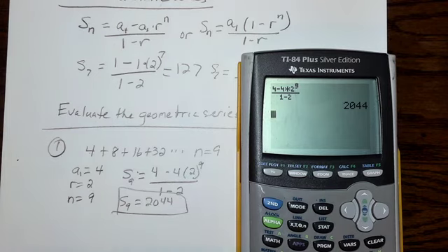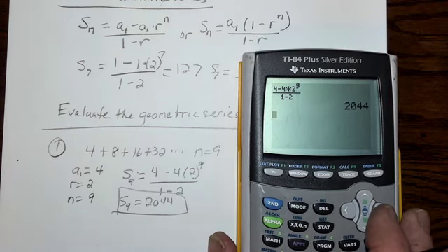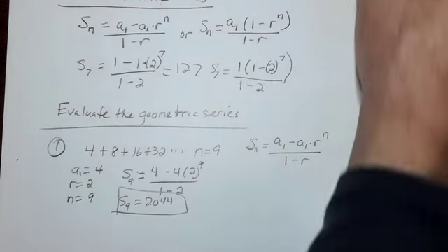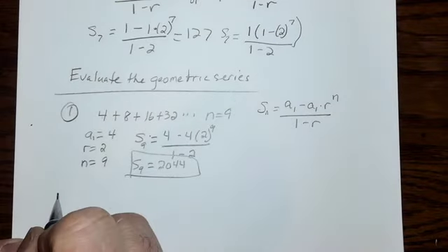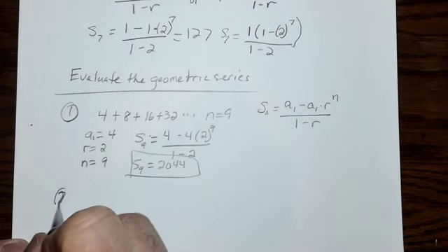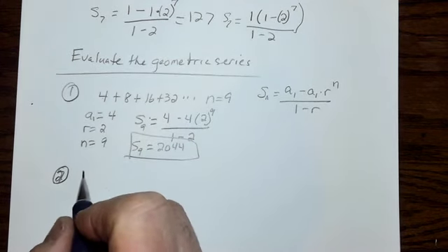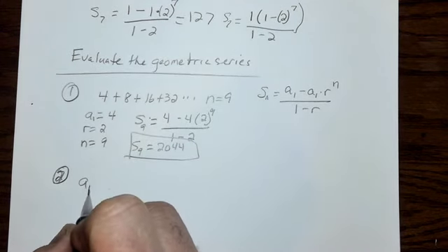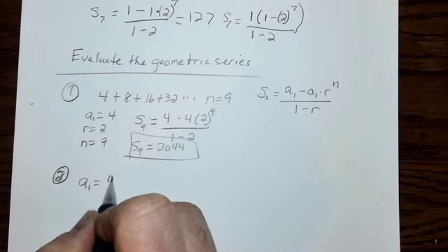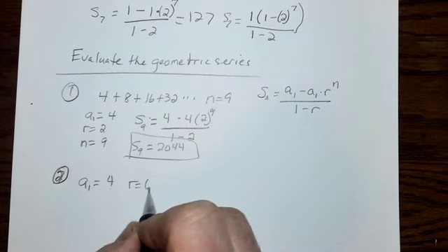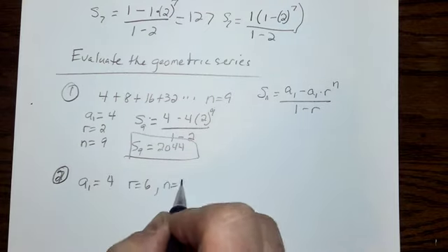Now, sometimes they may not give us all of that information. They might give us information in a different manner, like problem number 2 here, where they give us that a1 equals 4, r equals 6, and n equals 7.